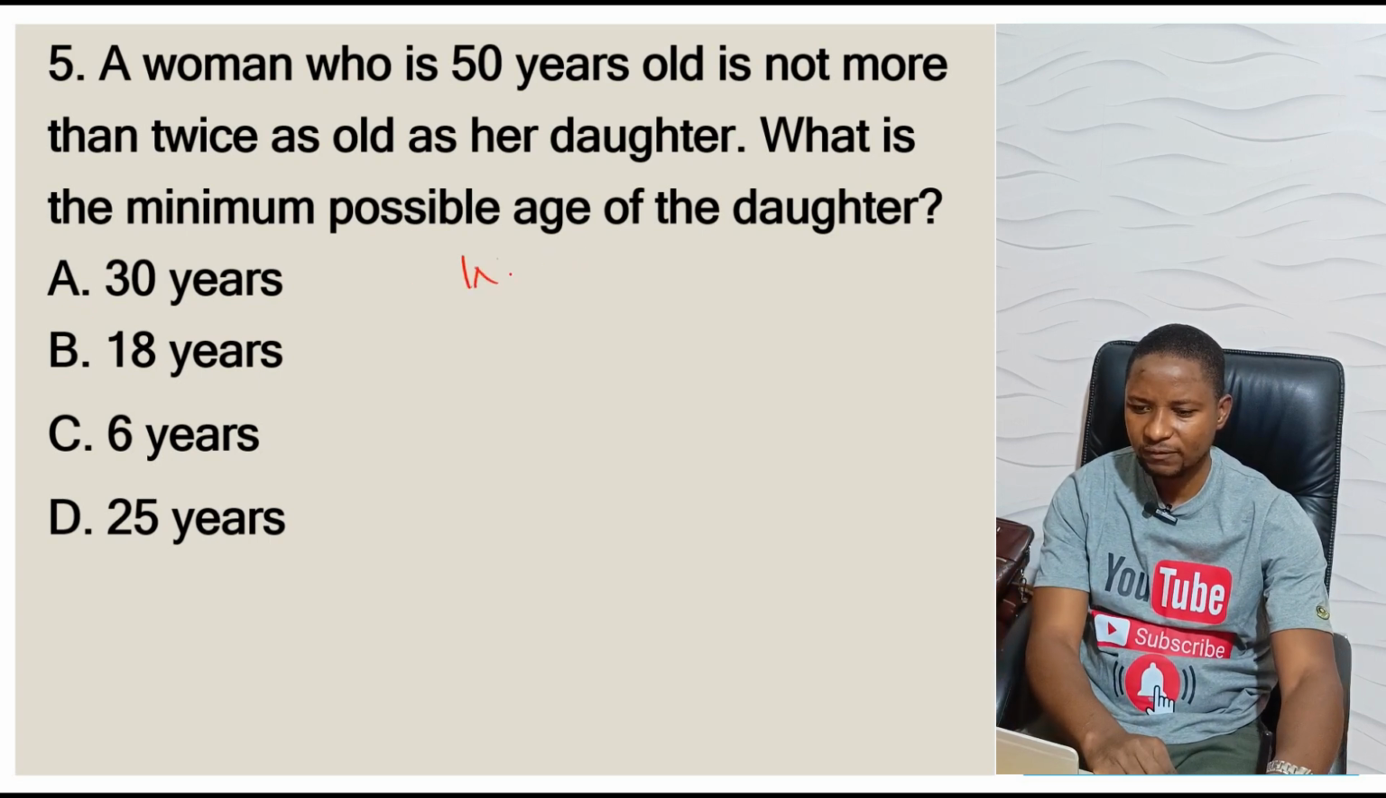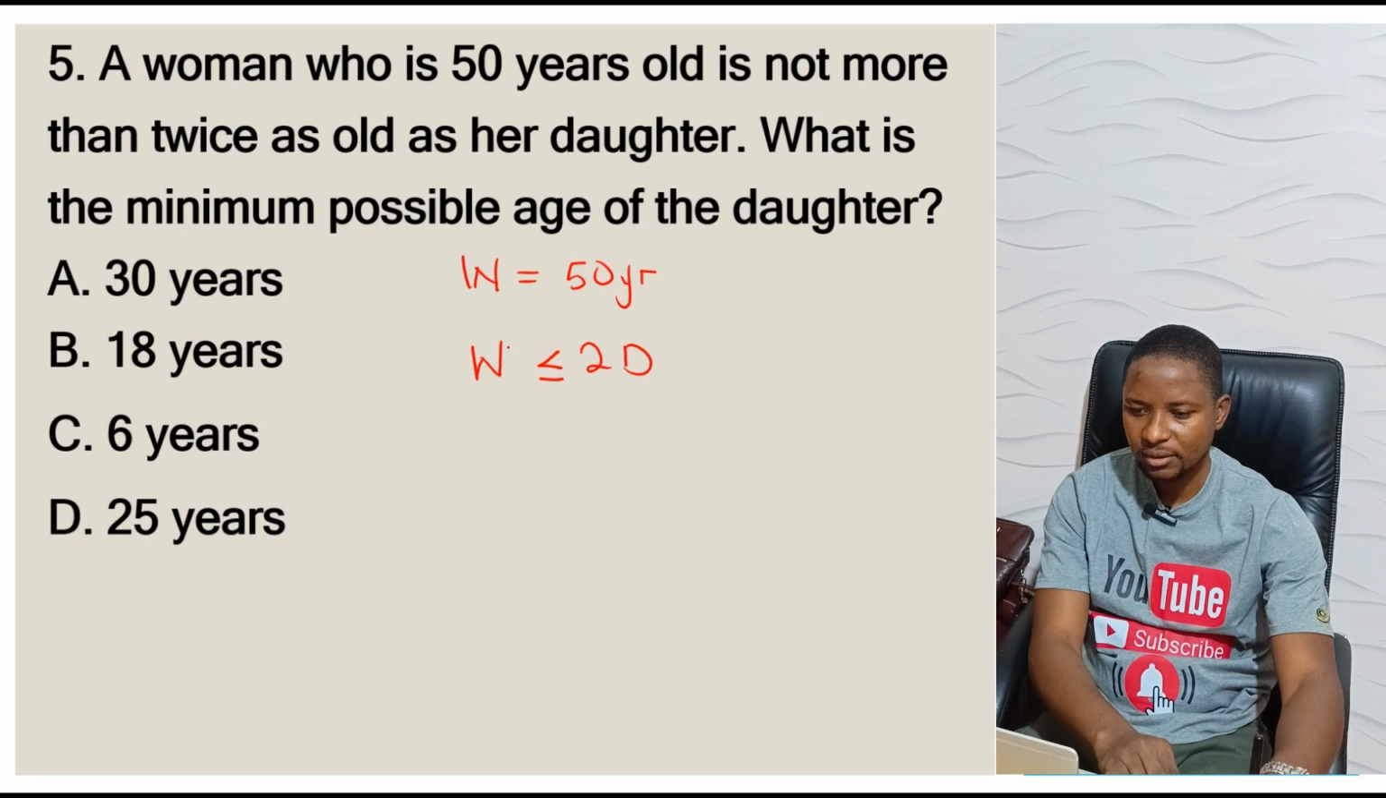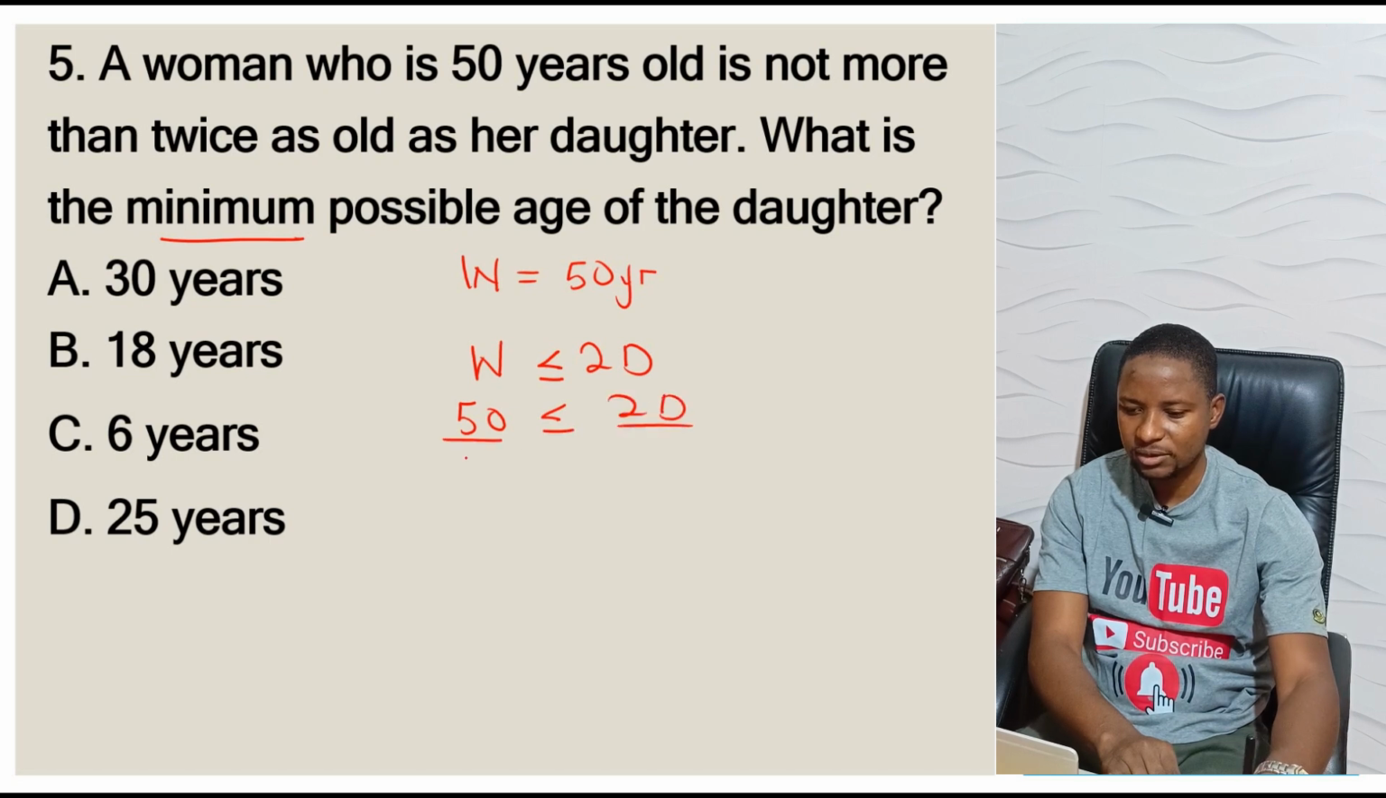A woman who is 50 years of age is not more than twice her daughter's age, so let's craft out our equation. Not more, so you're going to use the sign of less than or equal to. You can't use greater than because it's no more than twice the daughter's age. So let's use D as the daughter. We're looking for the minimum possible age of the daughter. So anywhere you see W, replace it with 50, less than or equal to 2D.